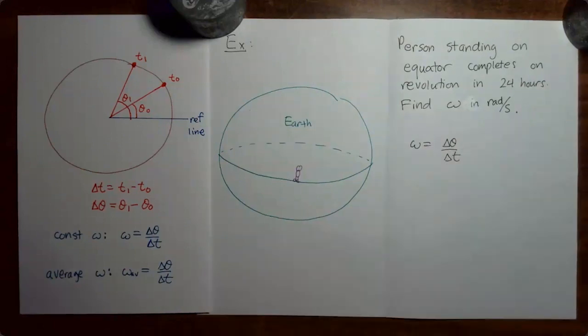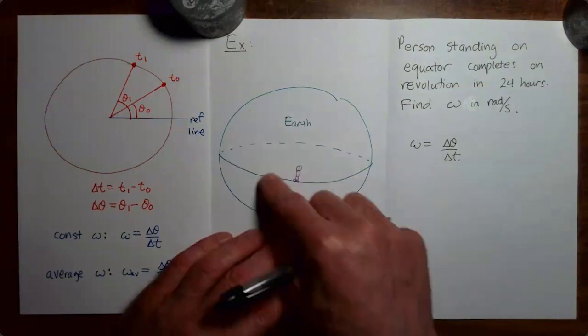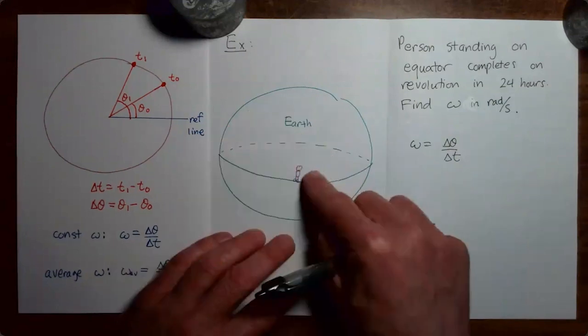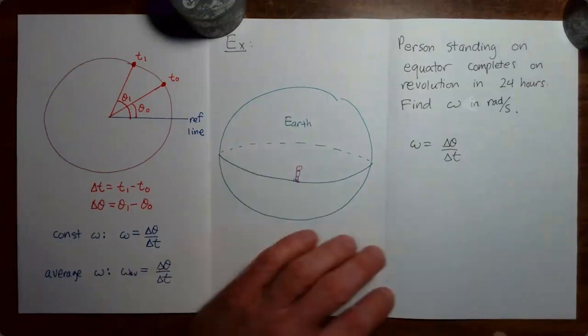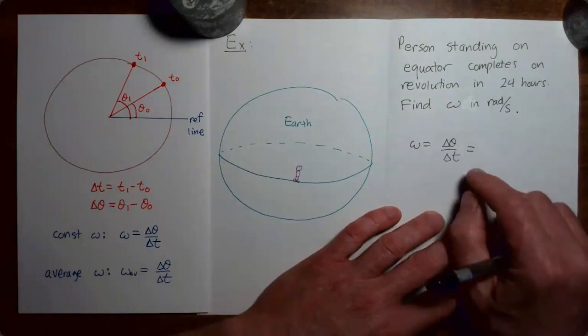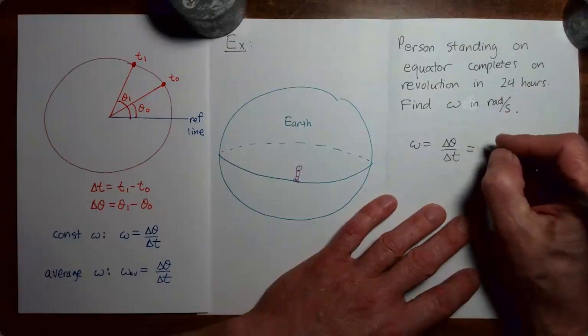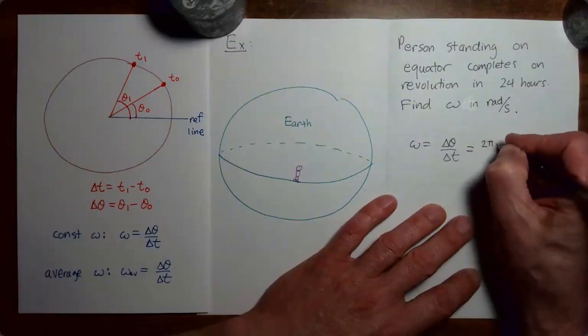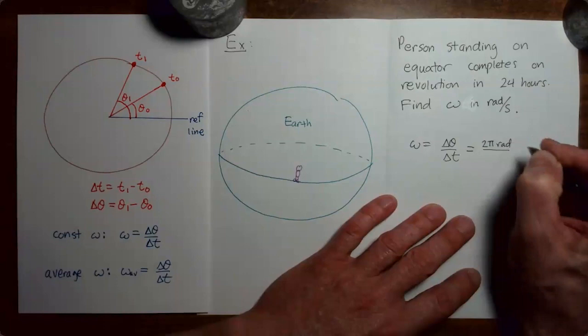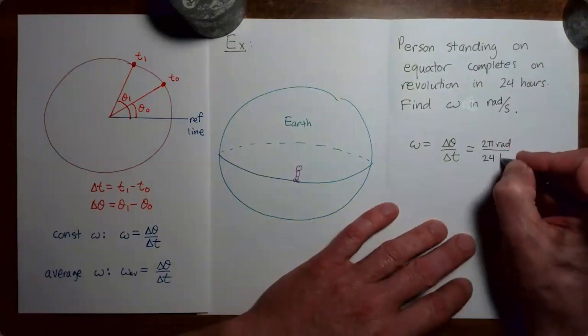So let's just think about the period of 24 hours where the Earth would go around once, which means this guy makes one circle around the center of the Earth. So for that process, the change in angle would be one revolution, but one revolution is also 2 pi radians. The time interval would be 24 hours.